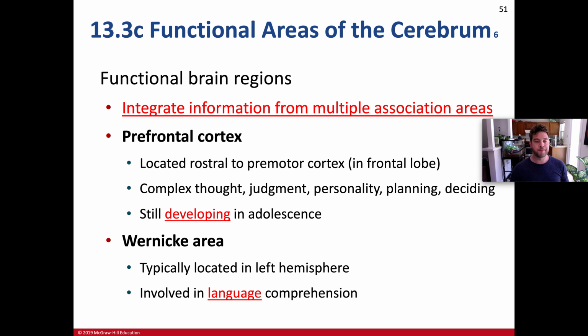So the prefrontal cortex is the very most frontal, anterior portion of your frontal lobe. It controls complex thought, judgment, personality, planning, and deciding, and it is still developing through adolescence. A lot of times in men, it is not developed fully until sometimes 25, which is why men typically exhibit a little bit more difficulty in planning and organizing and in making well thought out decisions.